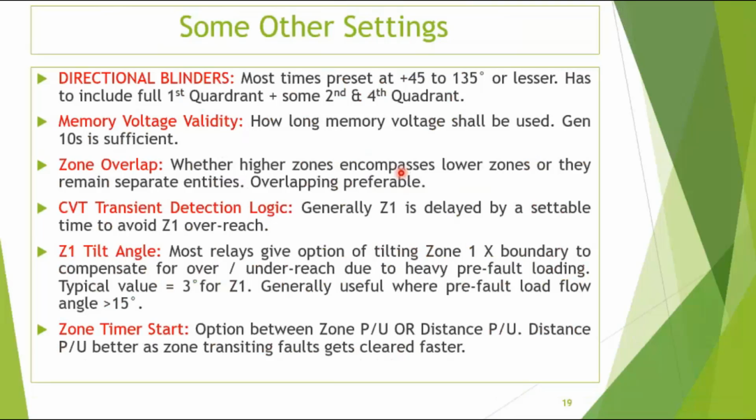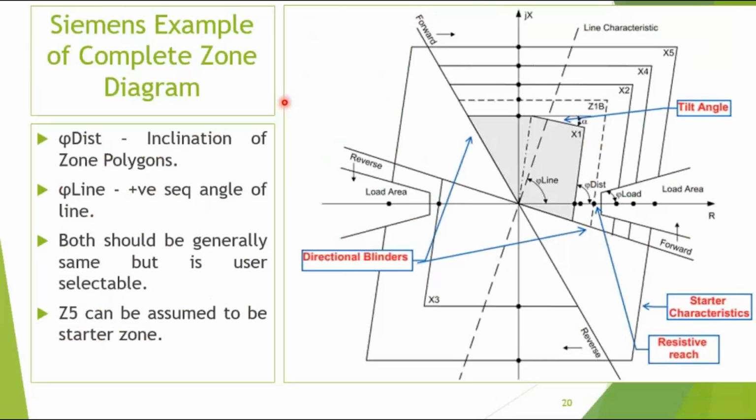Some other settings, directional blinders. Normally, directional blinder. I don't have a picture. Okay, let me have this picture. So this is the directional blinder. We all know that distance relay is directional. So distance relay, this is the directionality, the forward zone. This is the forward zone. This is the reverse zone. These are all reverse. This is the load area. This is the starter characteristic as shown over here.